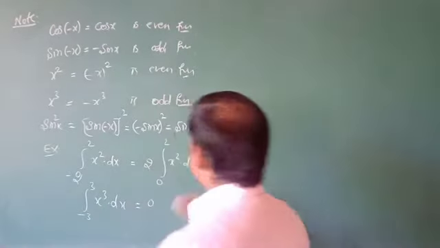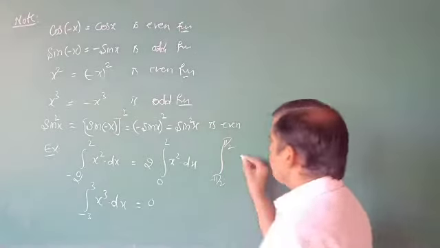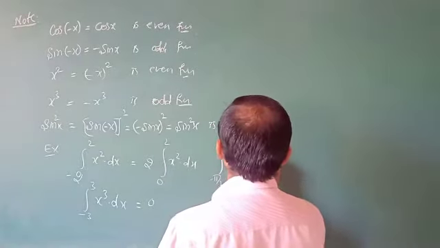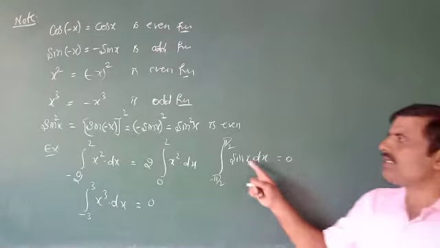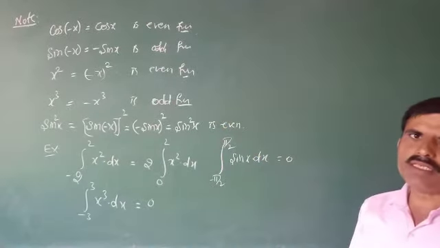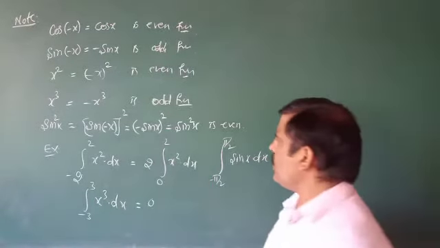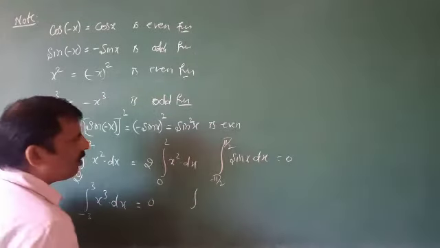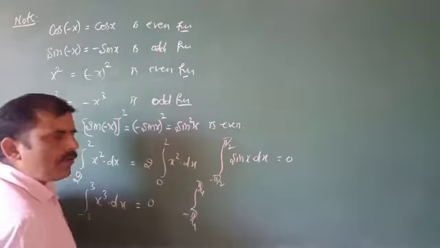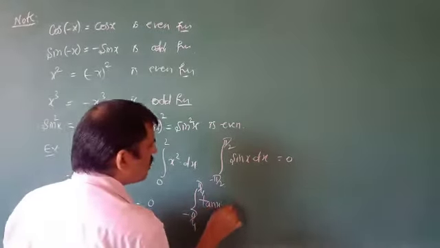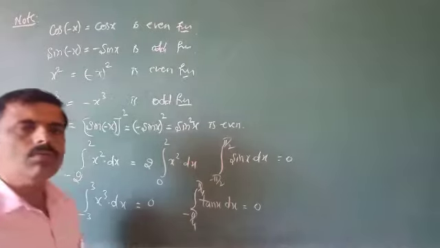The integral from minus pi by 2 to plus pi by 2 of sin x with respect to x is directly written as 0, because sin x is an odd function. So the value is 0 by the properties. Next, the integral from minus pi by 4 to plus pi by 4 of tan x with respect to x. It is an odd function, so it is equal to 0.